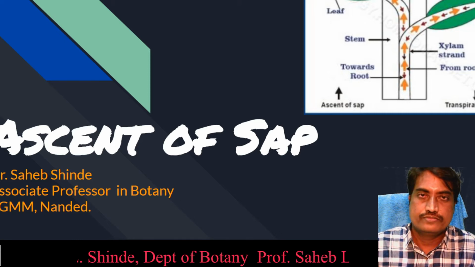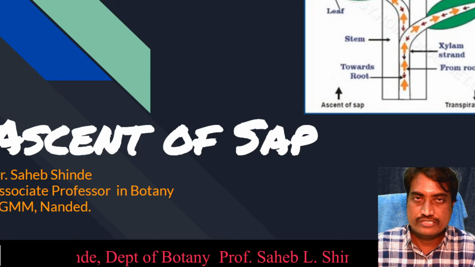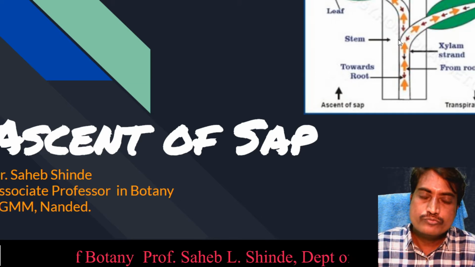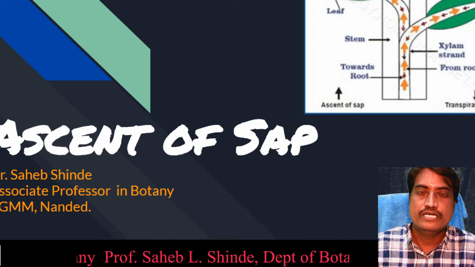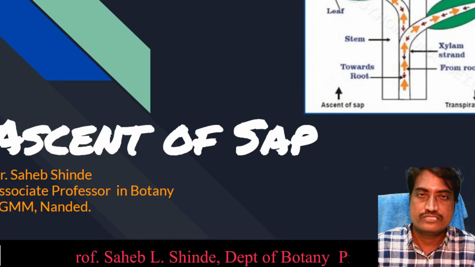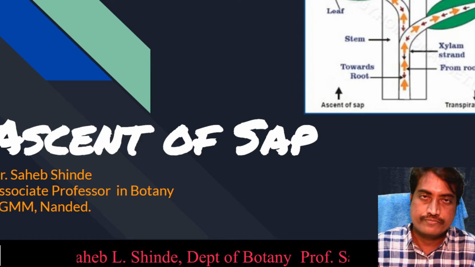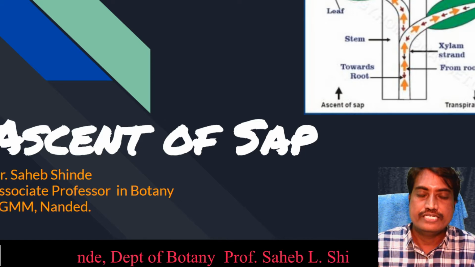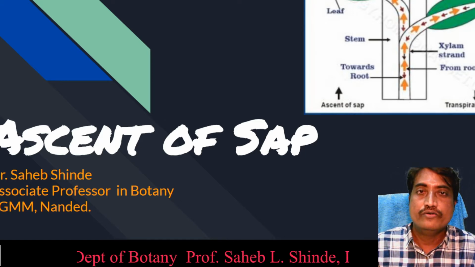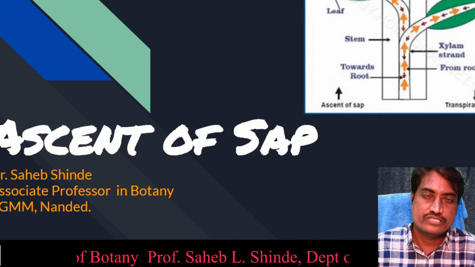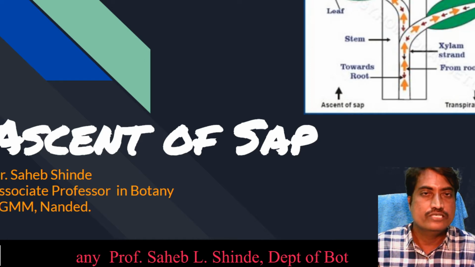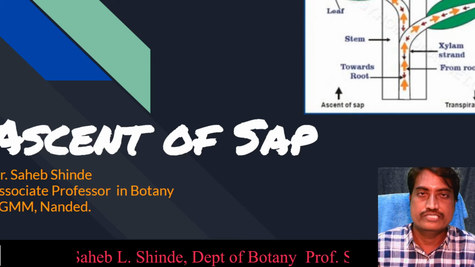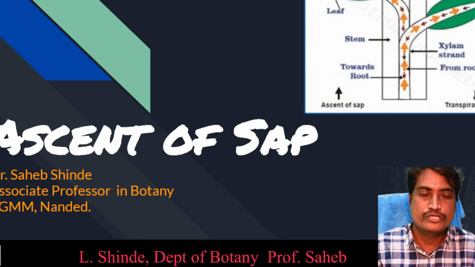What is Ascent of Sap? The upward movement of water in a plant is called Ascent of Sap. How does that water move from the lower side to the upper side? In a plant, there is a pipeline present. That pipeline is nothing but the xylem. The xylem tissues are dead and act as a pipeline for the plant to transport water from one place to another. Mostly the movement of water takes place from the lower side to the upper side. There are different types of paths of movement of water.